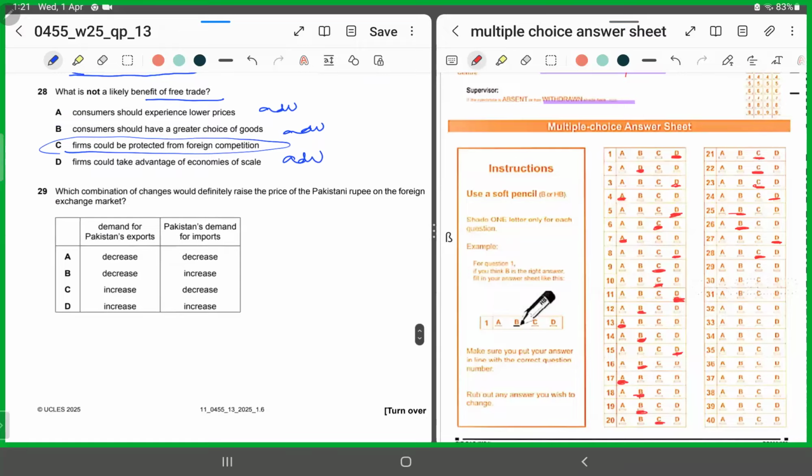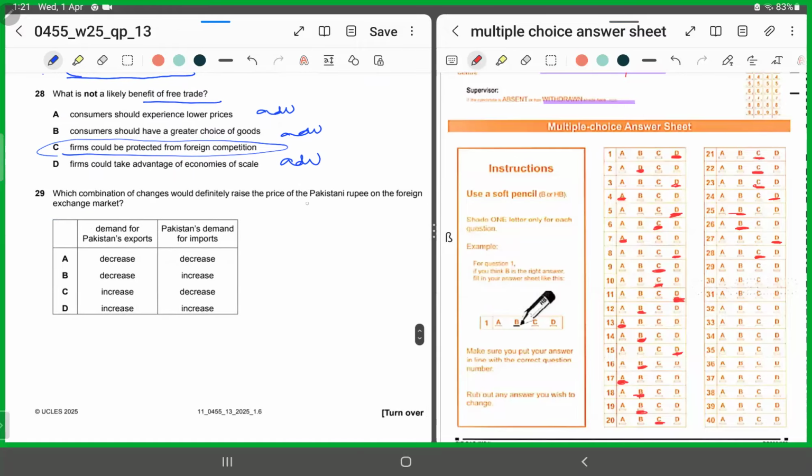Number 29. Which combination of changes would raise the price of the Pakistani rupee on the foreign exchange market? If there is an increase in the demand for Pakistani exports, the rupee would be boosted. So it has to be an increase. Which shows an increase? C and D. But what about the demand for imports? Should it increase or decrease? The demand for imports should be less. Then only your country would be better off, your country's exchange rate, right? So for 29, it has to be C.